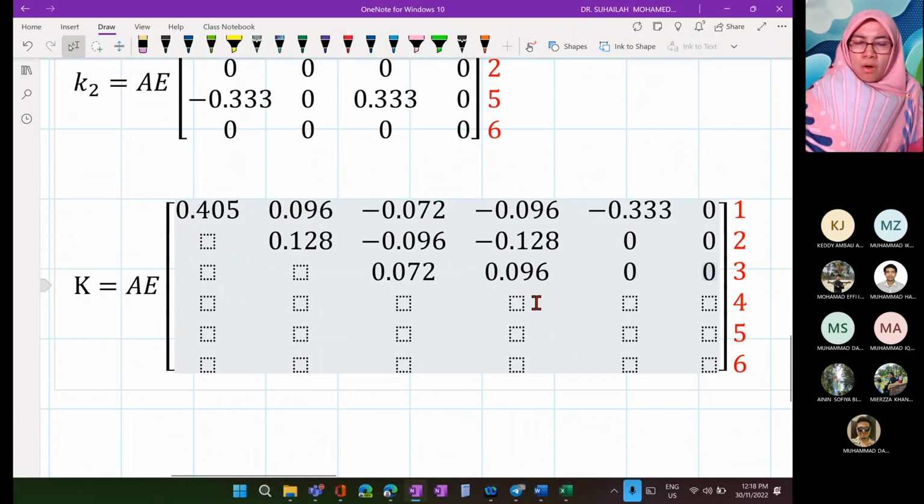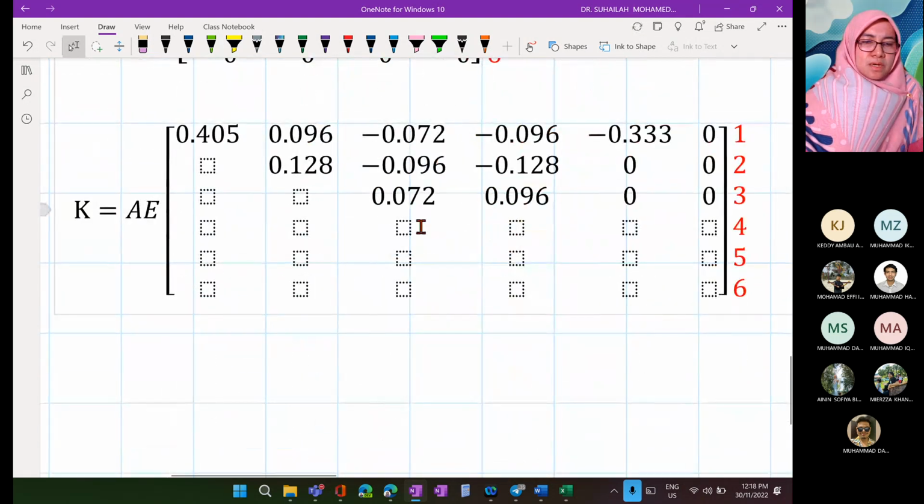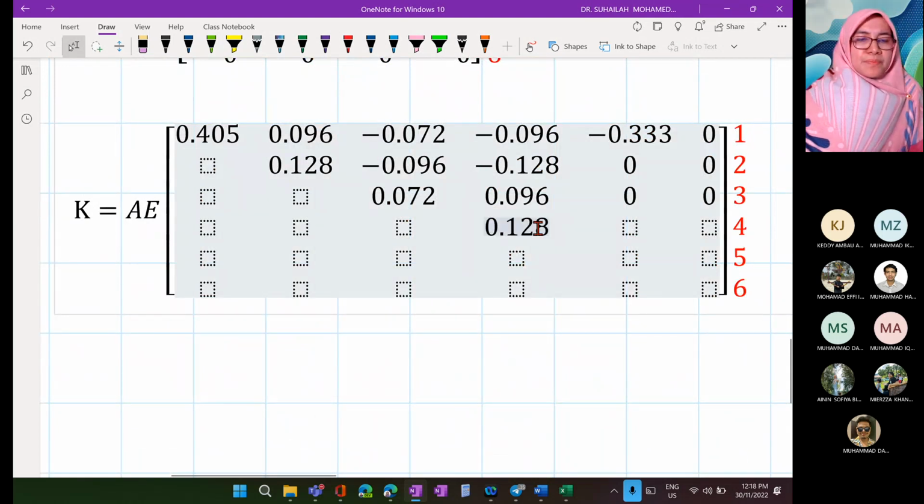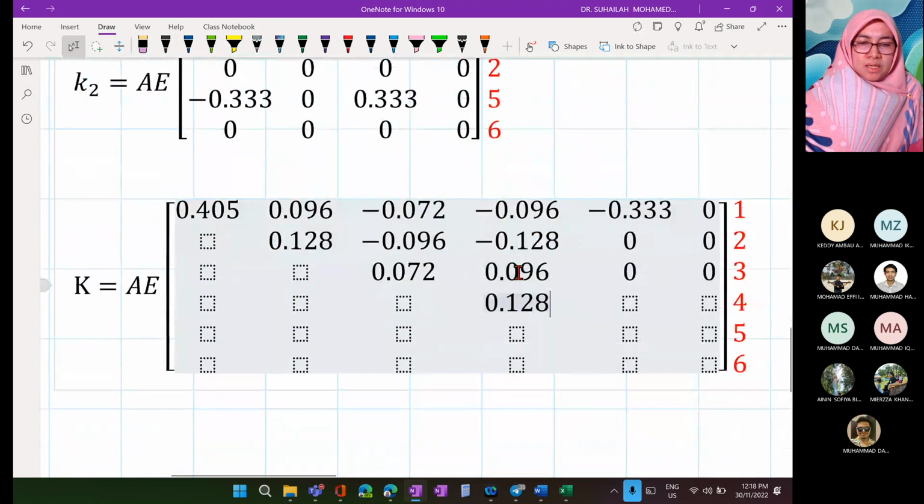We move to 4, 4. So it is 0.128. Then 4, 5 and 4, 6. No value.